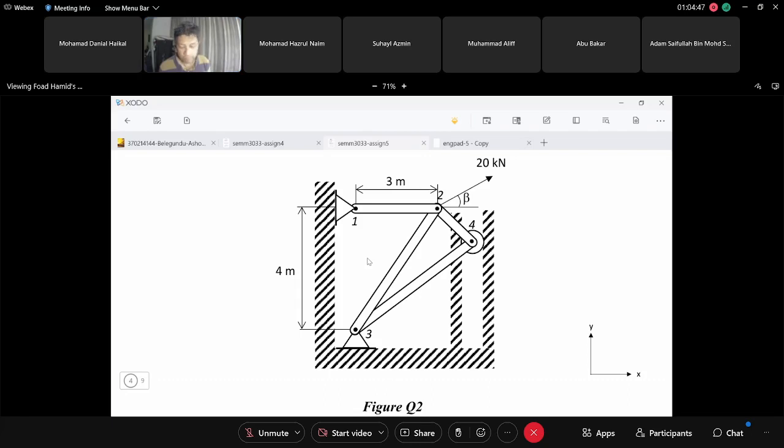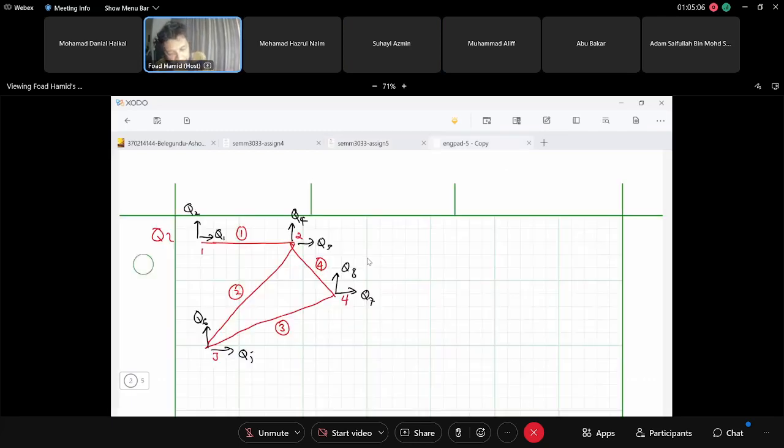Pin joints 1 and 3. So what are the boundary conditions for pin joints? Q1 equal to Q2 equal to 0. Basically, both the horizontal and the vertical displacement are zeros, right? So in this case, this is 0, this is 0, this is 0, this is 0. Okay, so that's the pin joint.